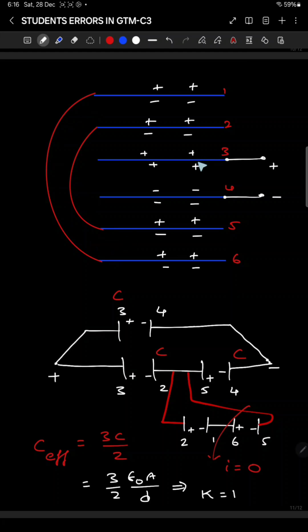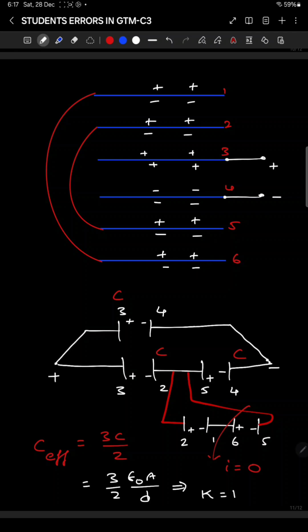So due to induction, this third plate positive attracts negatives and repels positives. Similarly, this fourth plate negative attracts positive and repels negative. Same way due to induction, here you will get negative charge, here you will get positive charge. Same way here also, due to this negative charge, positives will be attracted, negatives will be repelled.